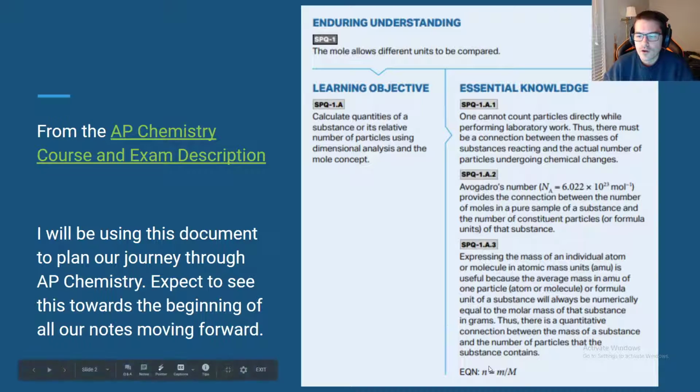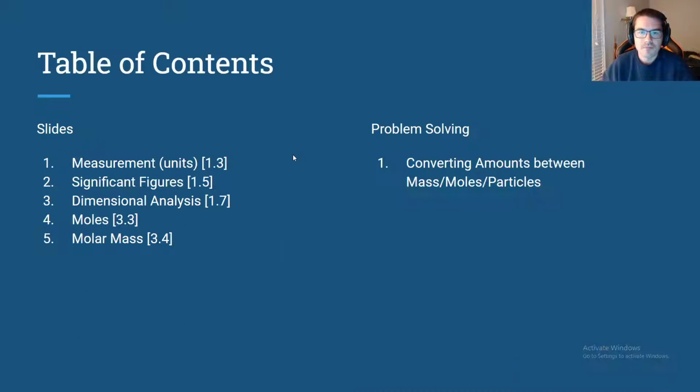This stuff over here, the essential knowledge, I'm not going to read that to you because that would take a long time. If you want to read this, it's not a bad idea. This is mainly for me to look at and to understand what are all the things that go into this learning objective. So this AP Chemistry course and exam description, not only is it good for students, but it's really good for teachers to help them plan.